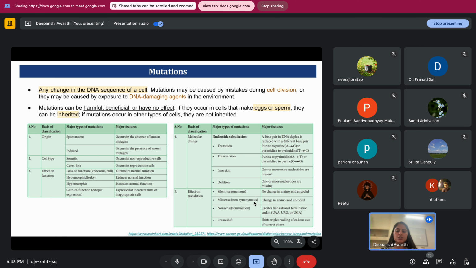Then come missense mutations, or the non-synonymous ones, which means that the nucleotide is changing and it is ultimately also changing the amino acid sequence. So you will also be able to observe it at the protein level. So these are non-synonymous mutations.